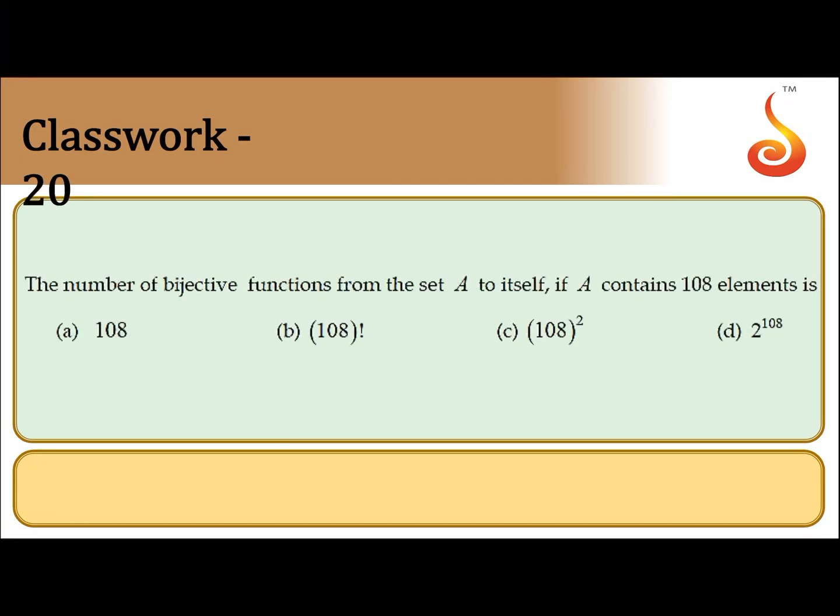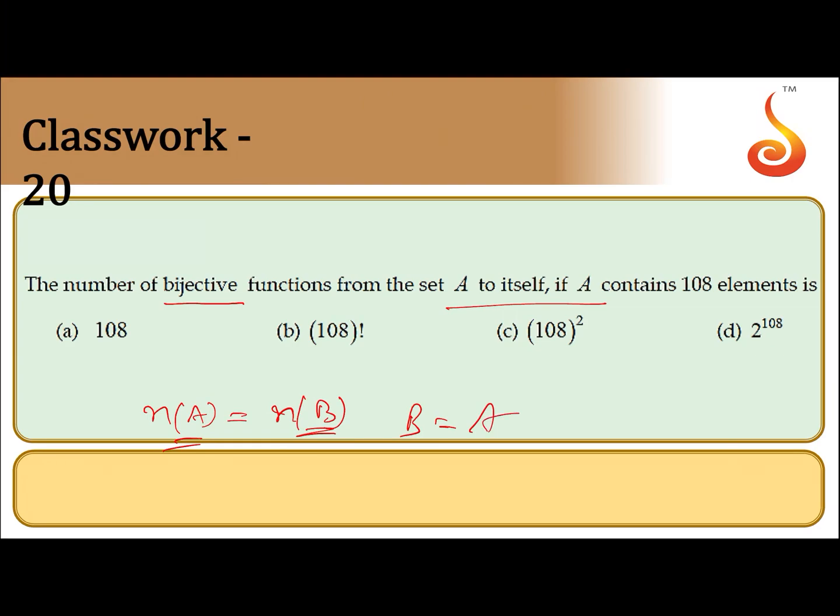Coming to the next one, the number of bijective functions from the set A to itself, if A contains 108 elements. Number of bijective mappings. Yes. So number of bijections. Actually, from set A to A, the number of bijections. To have a bijection, n of A must be equal to n of B, and B is equal to A itself.